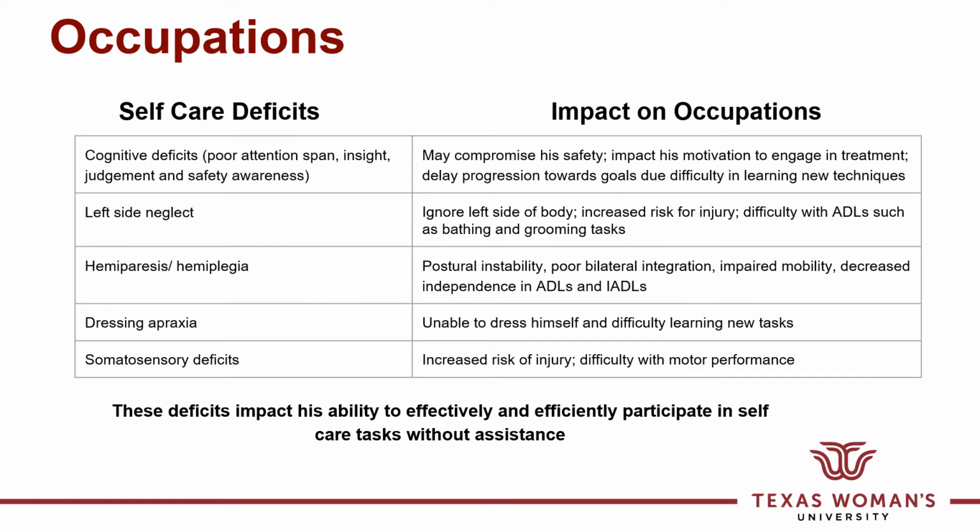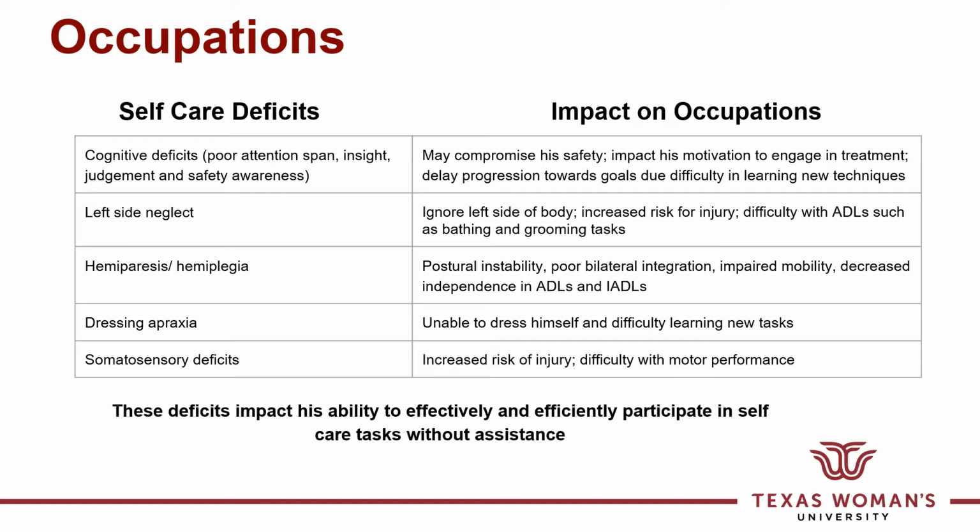Frank's deficits and the resulting impairments on his participation in an occupation are as follows. First, Frank demonstrates cognitive deficits, such as poor attention span, poor insight and judgment, and safety awareness. This may compromise his safety, impact his motivation to engage in treatment, and delay progression towards goals due to the difficulty in learning new tasks. Next is his left side neglect, meaning he ignores the left side of his body, which increases the risk for injury and difficulty with ADLs such as bathing and grooming tasks.